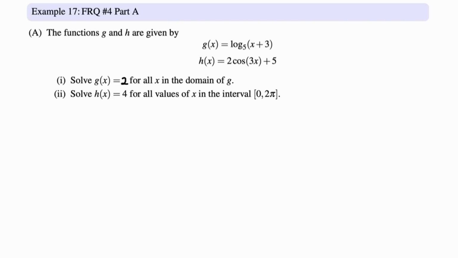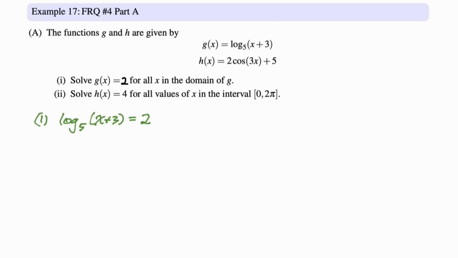Let's do some problems. So you can see I've edited this. I accidentally said g of x equals 9, and then doing the problem, I ended up with 5 to the 9th, and I was like, there's no way. So the functions g and h are given. G is a log, h is a trig function. Solve g of x equals 2. This is really what the problem will look like. You just got to be comfortable with it.